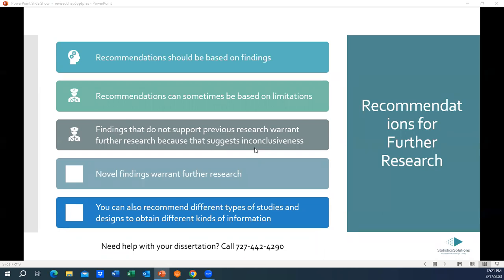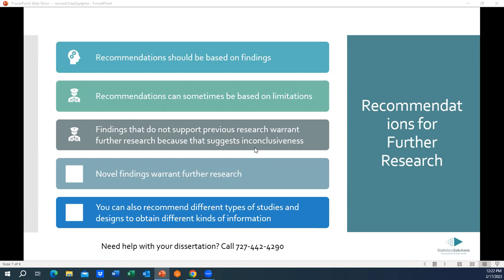And if you recommend different kinds of studies, also make sure to talk a little bit about why and what kind of information that would give you. So if you recommended a qual study, you would want that rich, in-depth information about the topic that you couldn't get with a quant study. Same thing if you reverse it. If you did a qual study and you identified some good factors or constructs, and you think we need confirmation about whether these things are really linked or not, you could recommend quantitative studies.